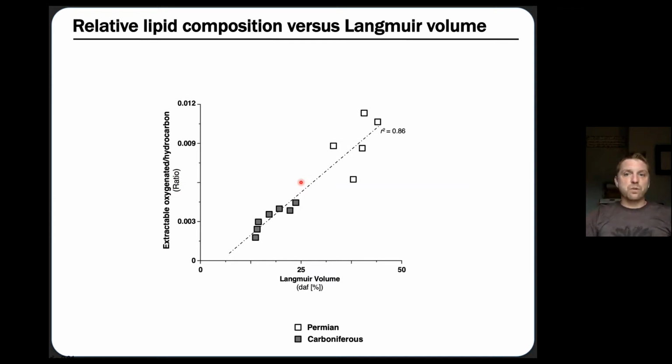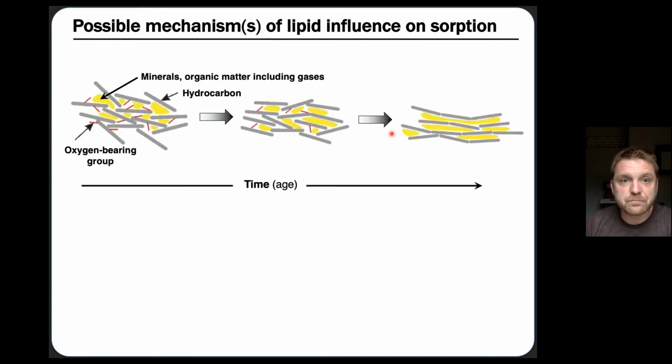It's a very interesting relationship because we can then expand that to think about our Langmuir volume, wherein we see that the higher the oxygen to hydrocarbon ratio is, the higher the Langmuir volume, or the available space for basically gases to absorb, occurs as well. Again, suggesting that the abundance, but also the orientation or the interaction between oxygen-containing functional groups and hydrocarbon lipids is an important control on coal structure, especially with relationship to gas absorption.